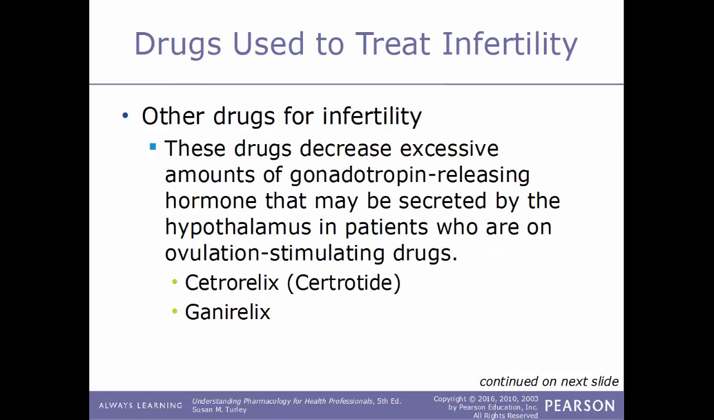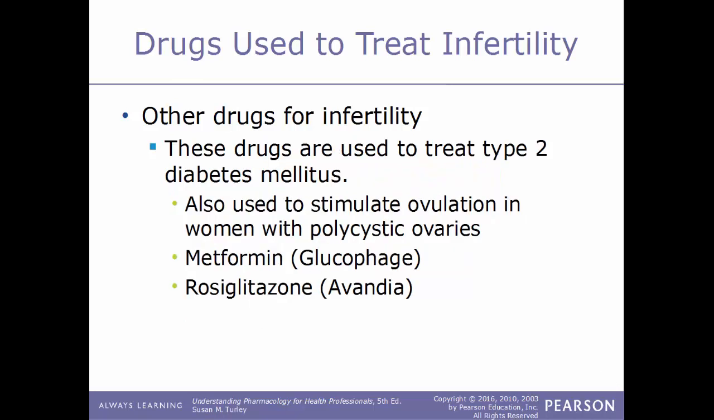Now, some drugs will act by decreasing excessive amounts of gonadotropin-releasing hormone that may be secreted by the hypothalamus in patients who are already on ovulation-stimulating drugs. And two examples of this kind of drug would be cetrorelix, also known by the name Cetrotide, and ganirelix. Other drugs are actually used to treat type 2 diabetes mellitus. These are also used to stimulate ovulation in women with polycystic ovaries. Some examples of this kind of drug would be metformin, also known by the trade name Glucophage, and also the drug rosiglitazone, also known by its trade name Avandia.